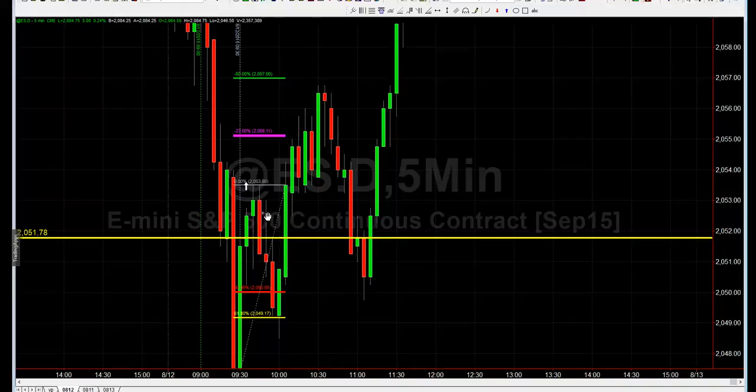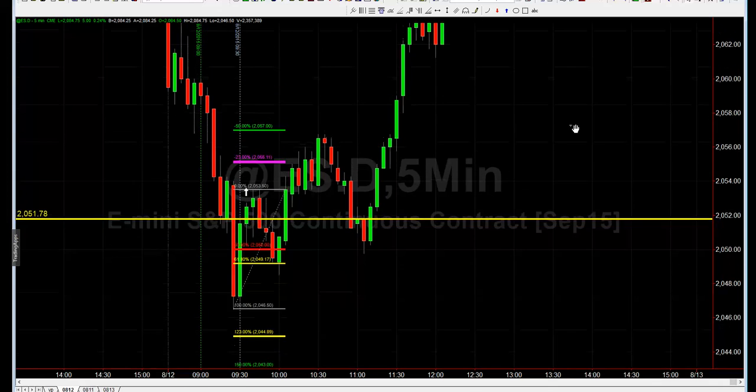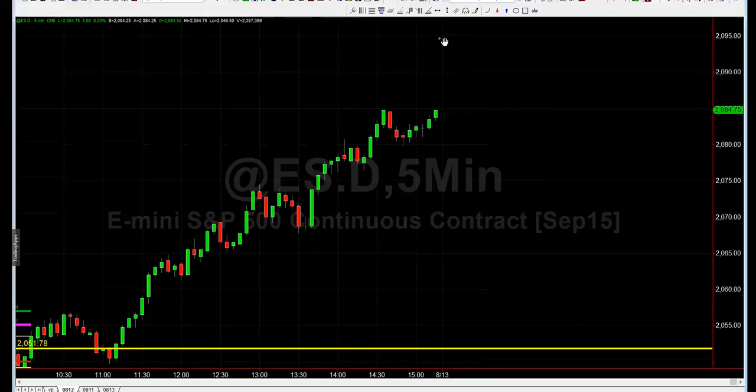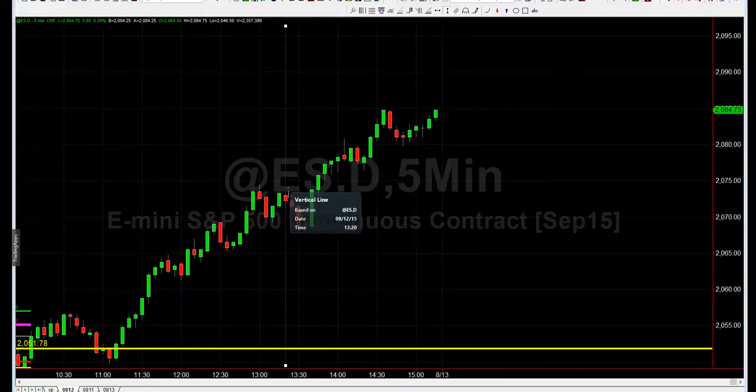But when I'm 35 points in the hole, I'm going to move it to net break even and cross my fingers because there's so much potential reward on the line. And my goal was to take it to the next until I got a swing short signal. And I finally got a swing short signal at 2072. I believe it was this bar right here.